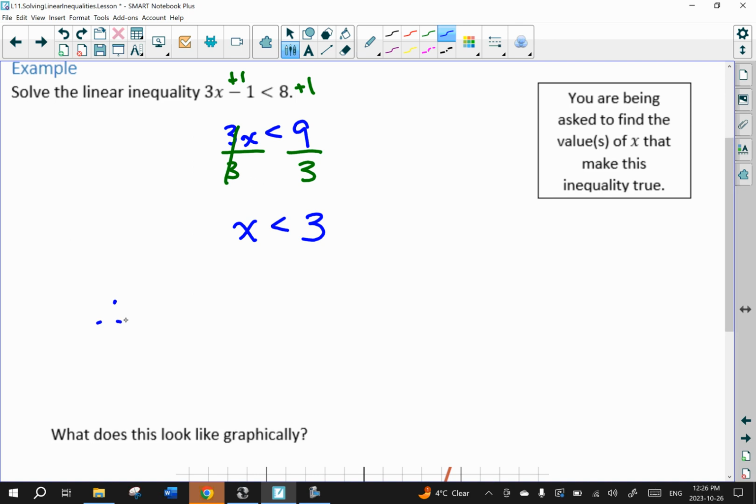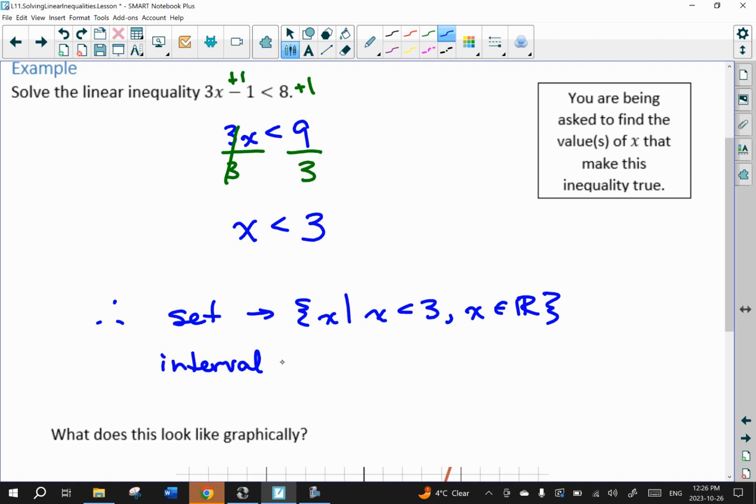Therefore, the set is x such that x is less than 3, but it is an element of the real numbers, or the interval negative infinity to 3, but not allowed to equal.